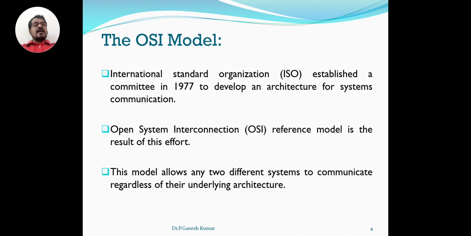How has the OSI model evolved? As I said, the International Standard Organization, ISO, was established in 1977 to develop an architecture for a system for communication. This reference model is open for any type of data communication. That is why it is called the Open System Interconnection Reference Model. This model allows any two different systems, irrespective of what infrastructure or what generation of networks they use, to communicate regardless of their underlying architectures.